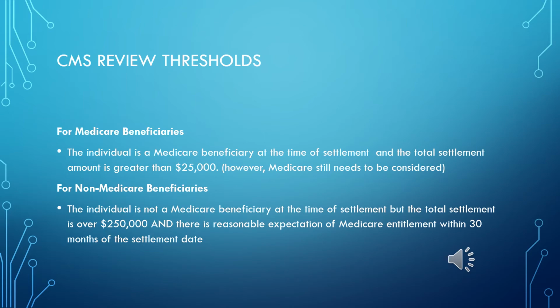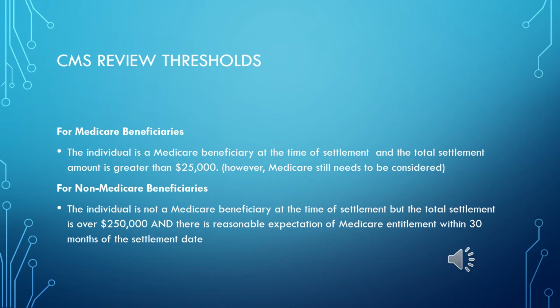Now, if you happen to have a claimant who is not a Medicare beneficiary at the present time, that individual can settle above the $25,000 amount. However, if the claim is over $250,000 and there's a reasonable expectation of Medicare entitlement within 30 months of settlement, then Medicare should be considered in that instance. Okay, so I know that's a little bit confusing.